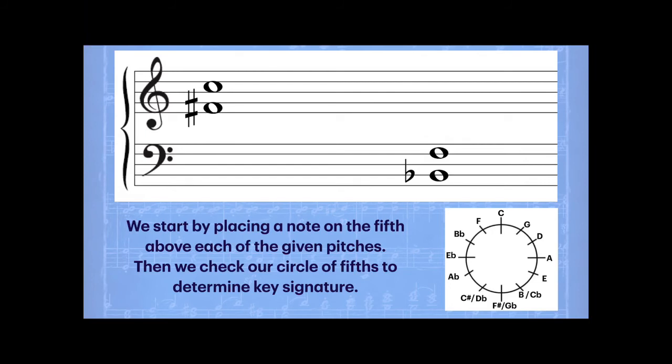Our first interval has an F sharp in the bottom, and we find our F sharp here at the bottom of our circle of fifths. It has 6 sharps, F, C, G, D, A, and E. C sharp is one of the sharps in our key signature. So in order for this to be a perfect fifth, we'll need to add that sharp before the C pitch.